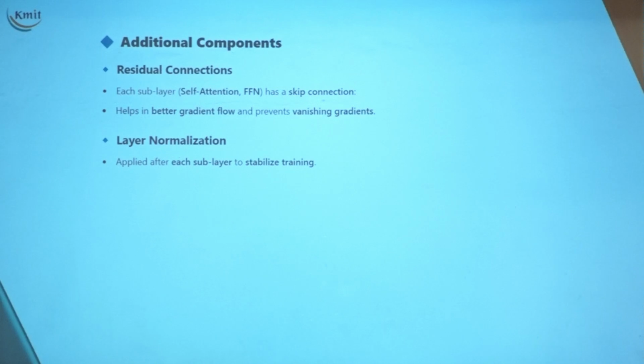Okay, now after MHA and after feed forward we have these blocks. What are they? Adding and normalizing. Okay, what do we add? Please look at the diagram.